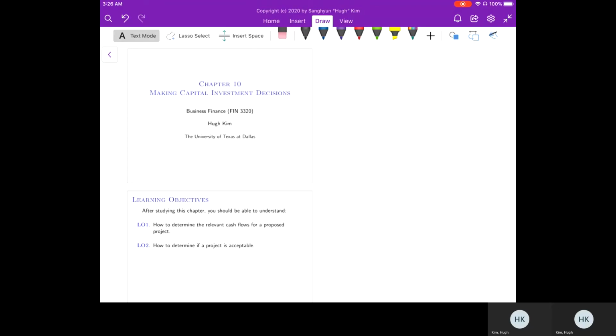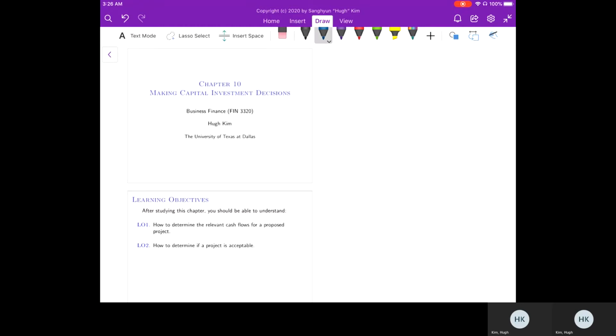Okay, so in the previous chapter, chapter 9, we've learned several capital budgeting decision rules. We've learned the advantages and disadvantages of each decision rule, and we learned why the NPV decision rule is better than other decision rules.